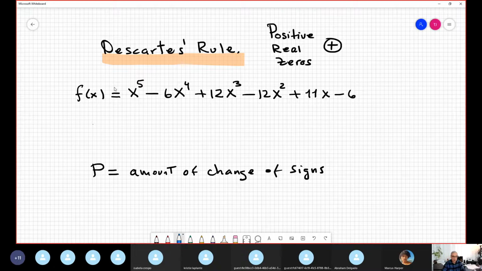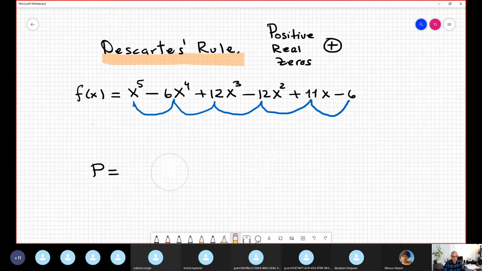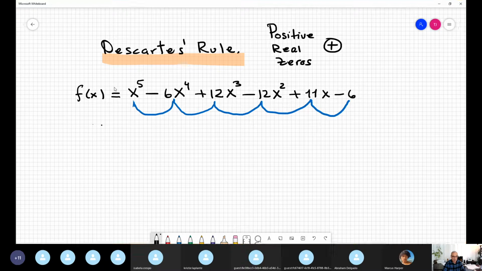Well, this guy is positive. And this guy is negative. Therefore, we have one change of sign, positive to negative. Again, another change of sign. Another change of sign. Another change of sign. In total, how many changes of sign do we have? Well, we have 1, 2, 3, 4, 5 changes of sign. Okay, there's a capital P, P is 5.